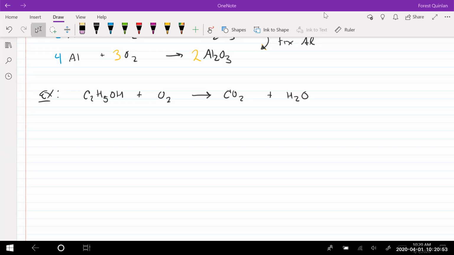All right. Let's take a look at this. We have alcohol plus oxygen. We are going to burn that stuff. And at the back end, we're going to make carbon dioxide and water. This is a combustion reaction. You'll be able to recognize that here soon.